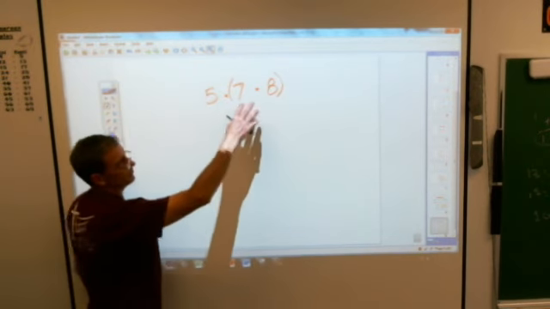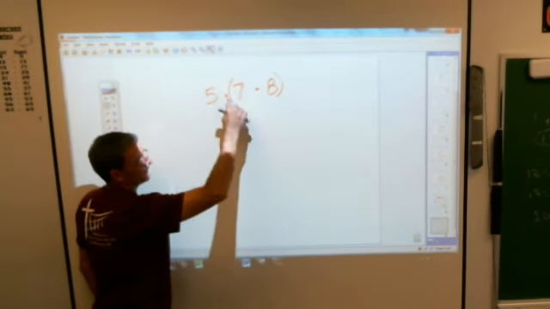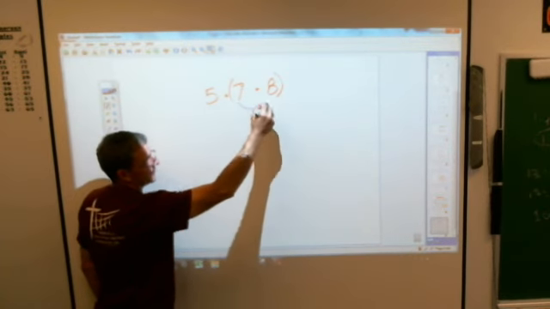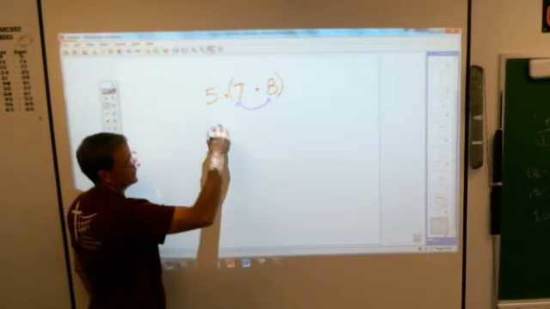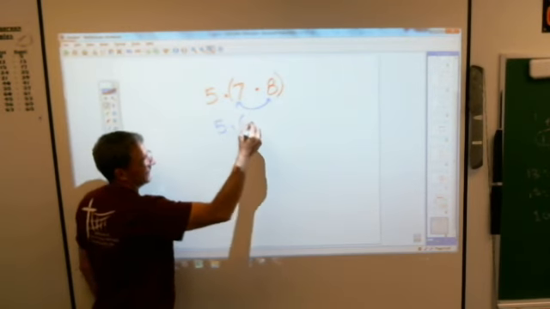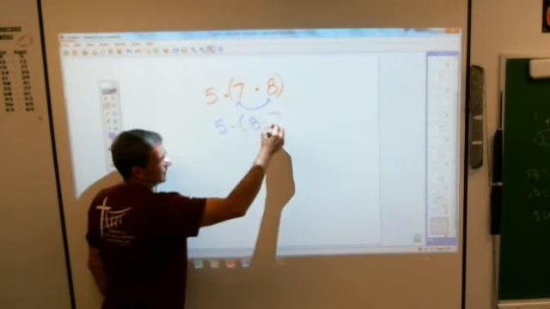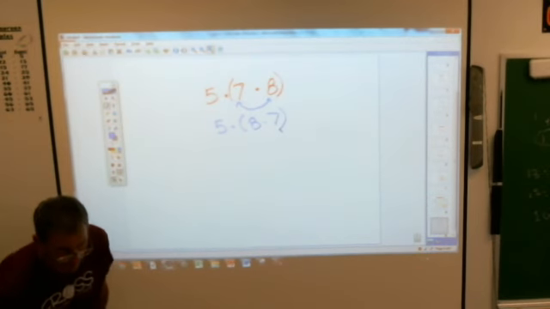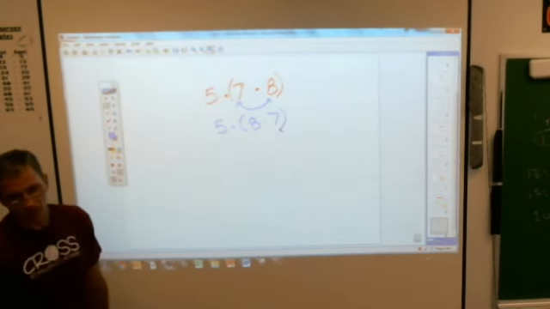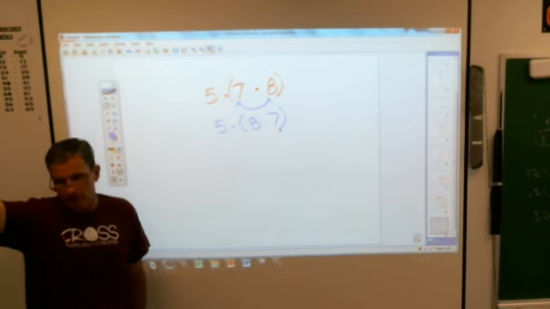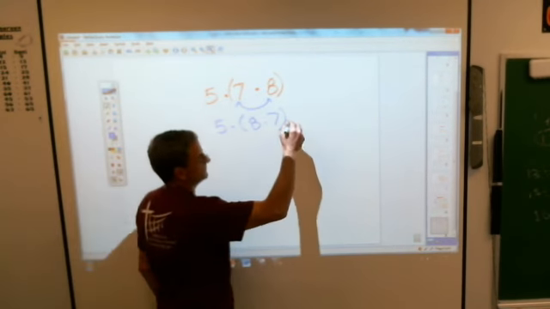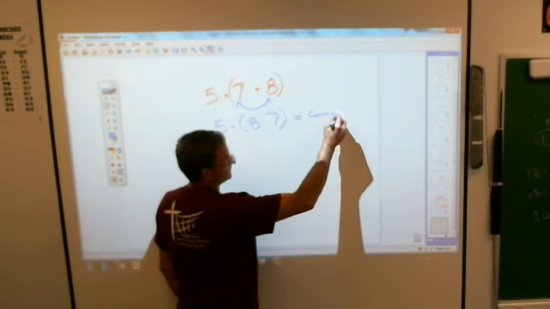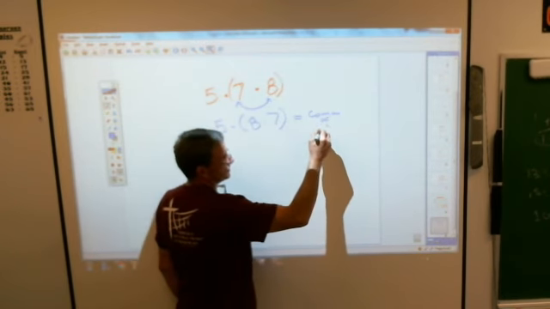Well, in order for me to do this problem, I somehow got to get the 5 next to the 8. Which means I'm going to flip-flop these two numbers and change it to make it 5 times 8 times 7. Now, why can I do that? What property did I just use to do that? I moved two numbers, they flip-flopped. Here's my proof: because of the commutative property of multiplication.